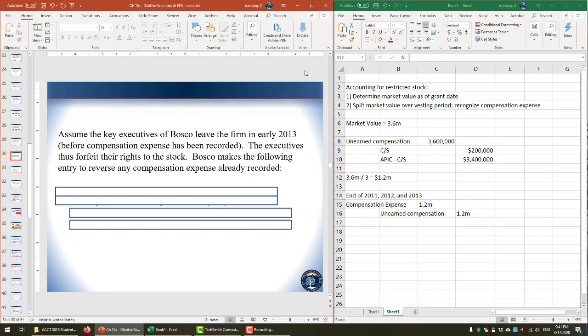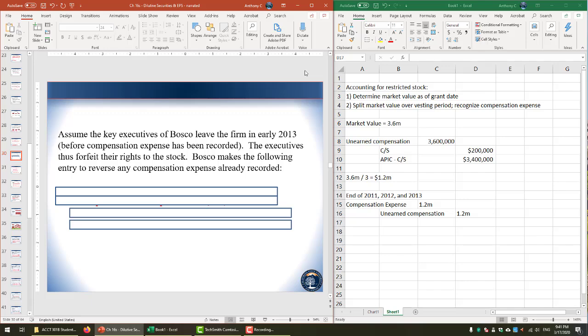So this slide covers how we treat forfeitures of restricted stock. If the employees don't work for us for the whole vesting period or they don't meet the vesting requirements, then they forfeit the rights to the restricted stock. So let's just assume the key executives of Bosco leave the firm in early 2013 before compensation expense has been recorded. The executives thus forfeit their rights to the stock. Bosco makes the following entry to reverse any compensation expense already recorded.